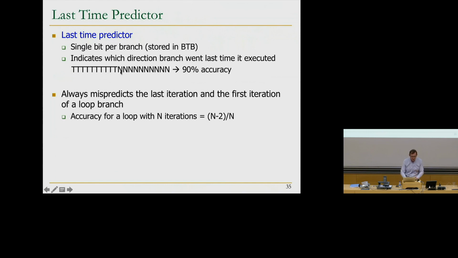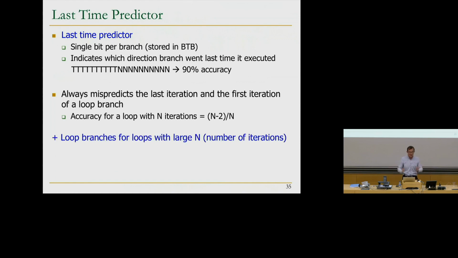If you want to think about the loop, it'll be like this. You execute the loop 10 times, and the last time, the 11th iteration, you fall out of the loop. Later, you come to the loop, execute it 10 times, you fall out of the loop again. So basically, with n iterations, you get (n minus 2) over n accuracy. So if your n is large, this is great. The number of iterations is large, this works very well.